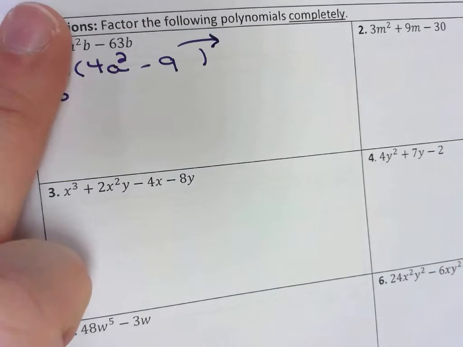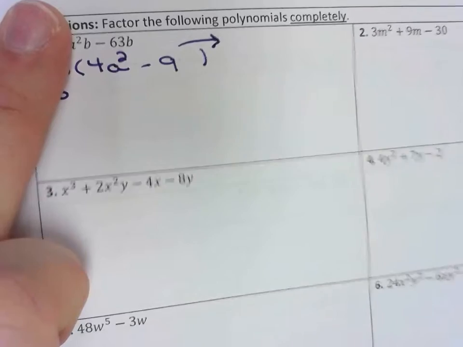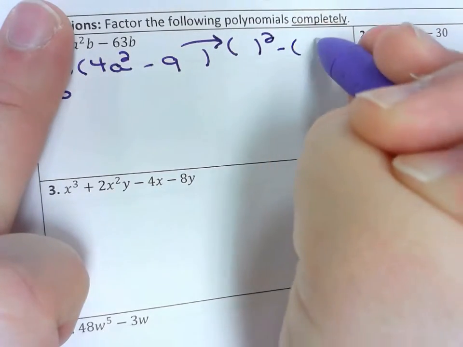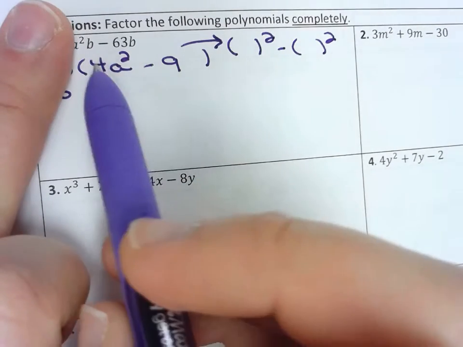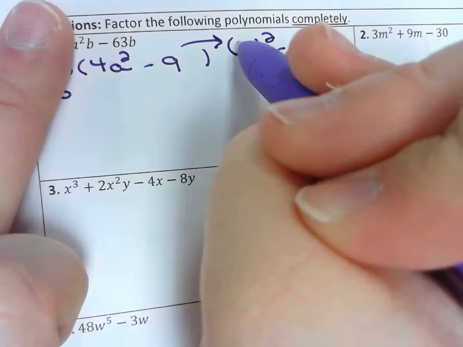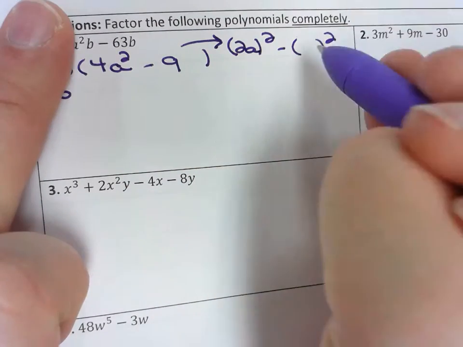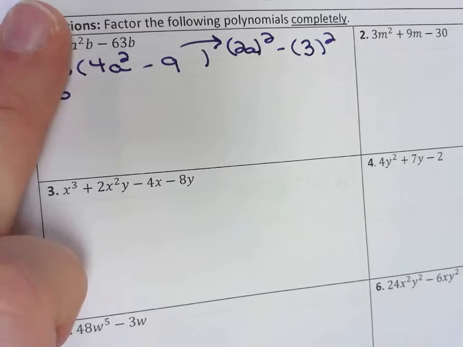Is this a difference? Yes, it's subtraction. So I'm looking on the left side of the reference sheet. Can I write each term as something squared? So make a side note of it. What squared gives me 4a squared? 2a. What squared gives me 9? 3. So I can use the difference of perfect squares on the left of the reference sheet.